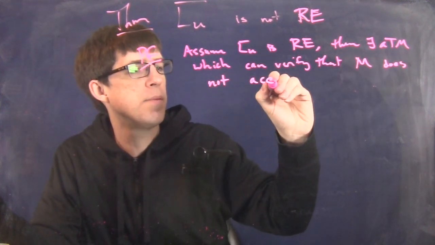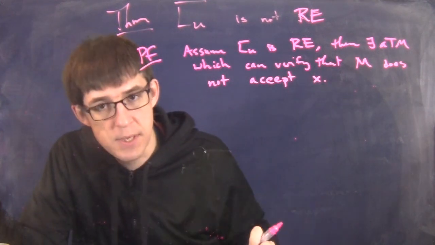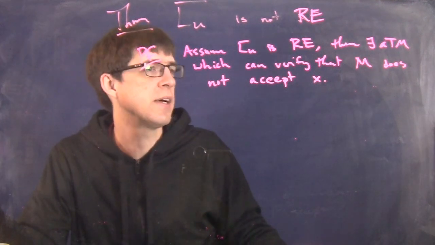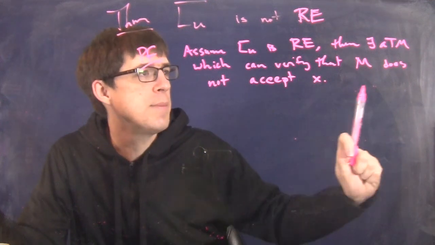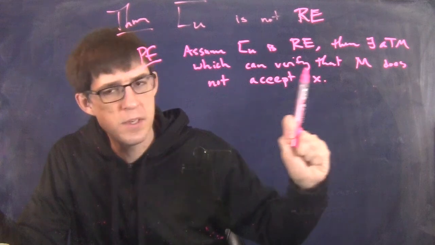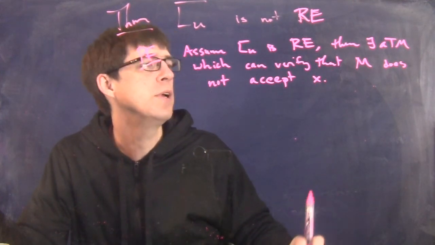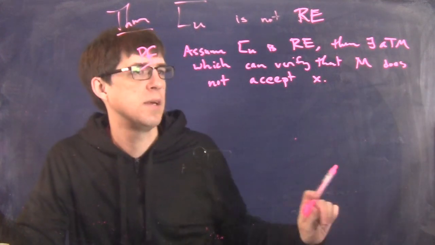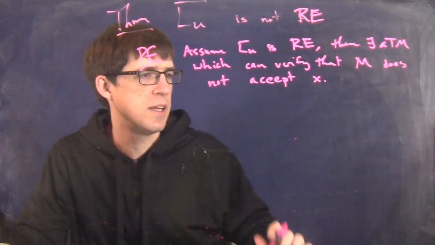That's because this is the complement, right? LU means m does accept x. It's m hashtag x, where m is a Turing machine which does accept x. LU bar, what I'm talking about now, if it's RE, that means there is a Turing machine which can verify that some m does not accept x. I put the "does not" because I'm talking about LU bar now. This is the complement of LU. LU is m does accept x, so LU bar would be m does not accept x. All right? So there is a Turing machine which can verify that m does not accept x.